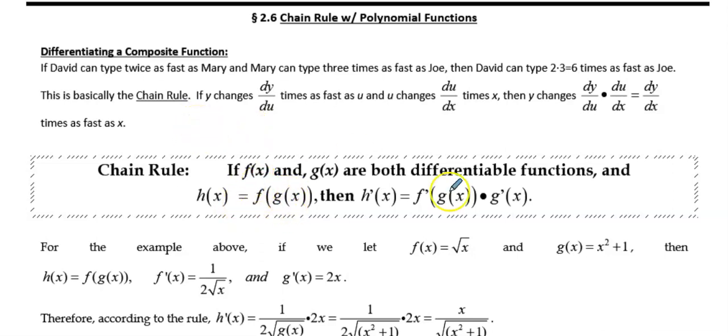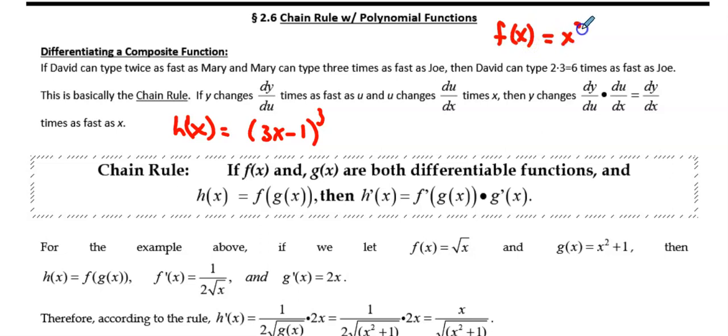So let me really quickly, before we get to this part right here, show you guys a really simple example of our function. So h of x is equal to 3x minus 1 to the third power. In this example, the f of x function is going to be x cubed, and then the g of x function is going to be 3x minus 1.